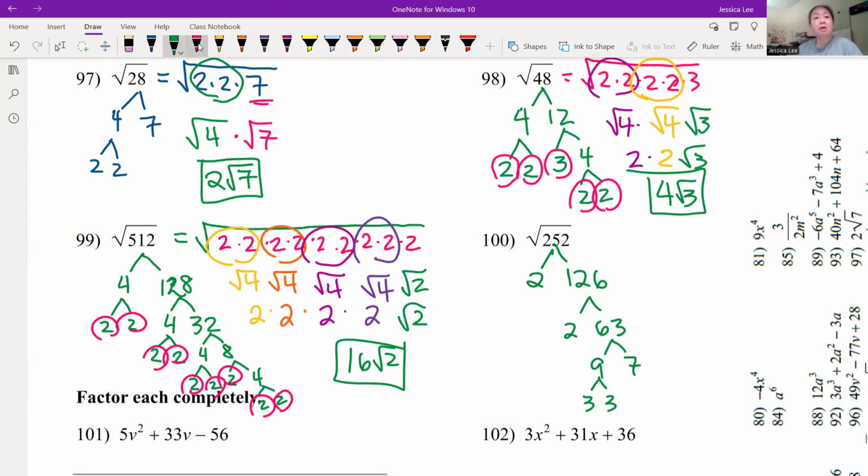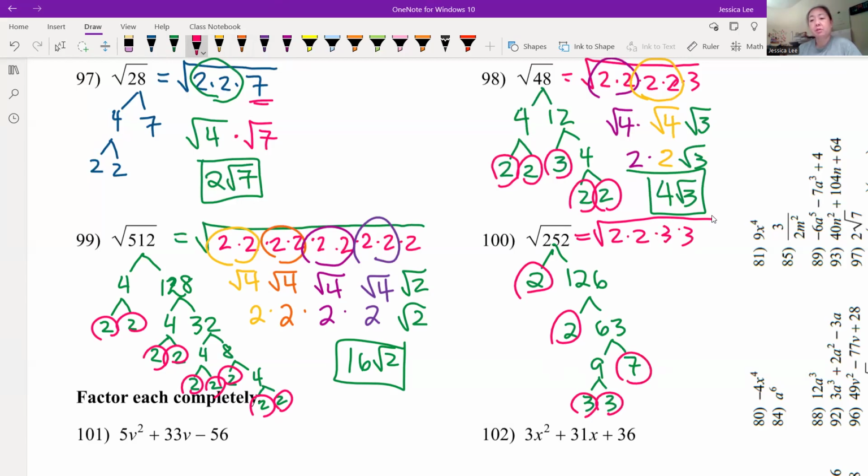All right, so I have a pair of 2s, 2 times 2. I also have two 3s, so 3 times 3, and I have a 7. So again, the square root of 2 times 2 is the square root of 4. And this is going to be the square root of 9. And our lonesome is going to be the square root of 7. That's this guy right here.